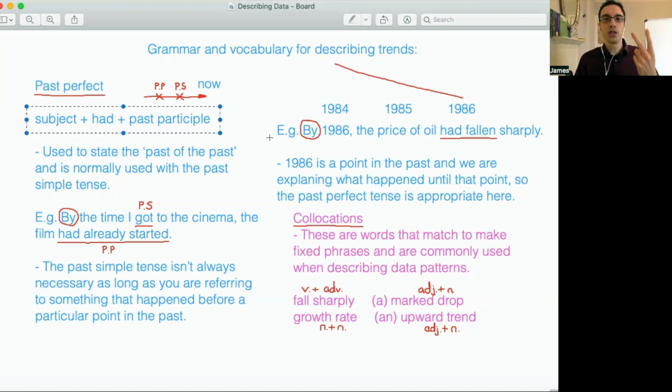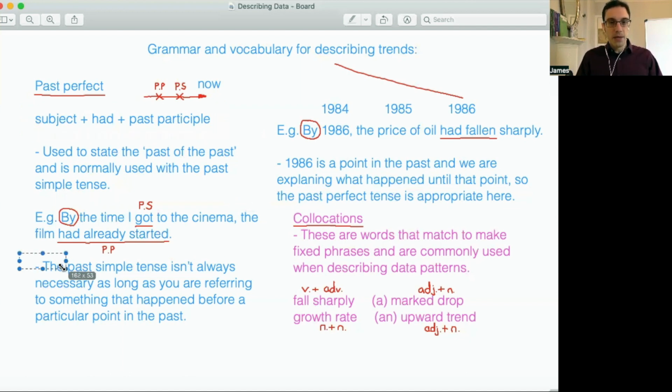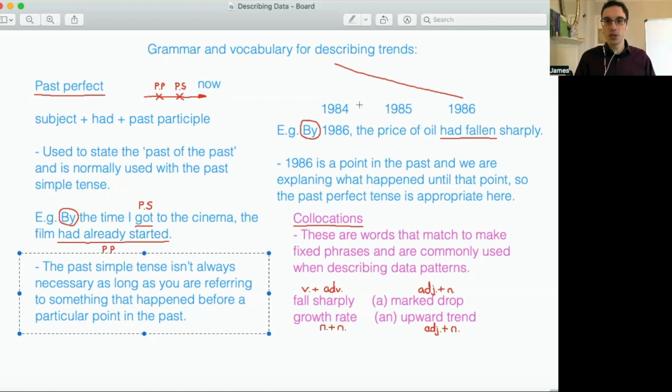So tell, told, told. It's still not "ed", so that's still the third form, told. Okay. So now, as I've written down here, the past simple tense isn't always necessary as long as you are referring to something that happened before a particular point in the past. And we'll get into this in just a second with data examples.